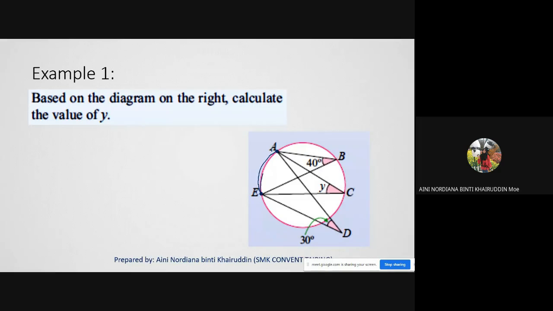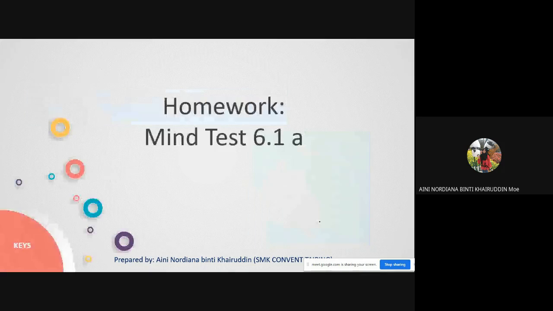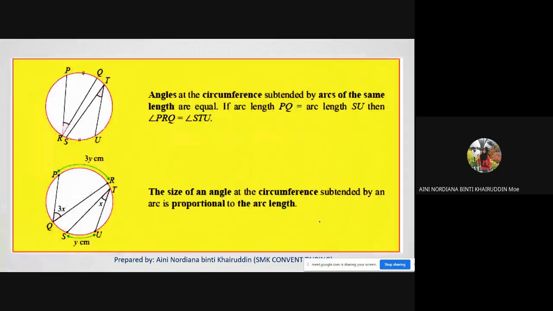Angles from the same arc are equal in size. So y equals to 40. Kenapa dia bagi yang ni? Untuk confusekan you all. Okay, this is your homework, Mind Test 6.1a. Okay, next.